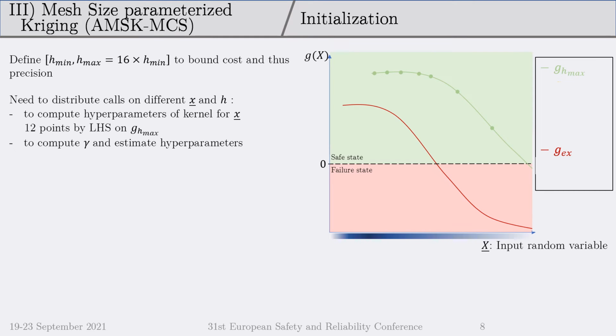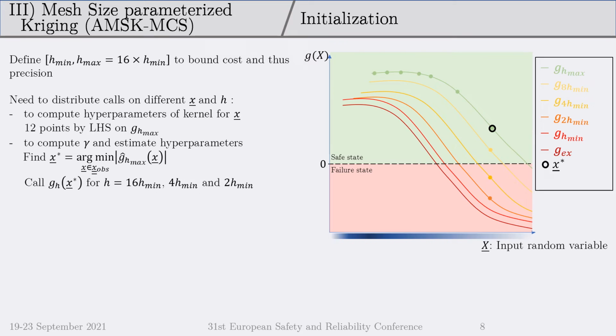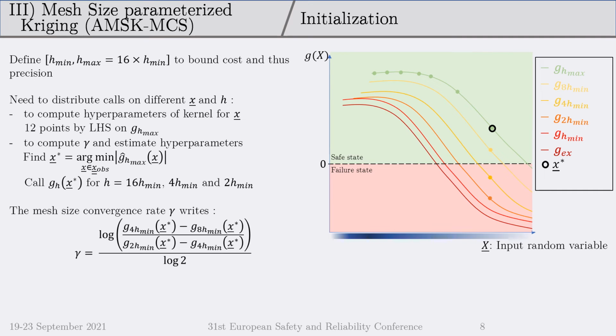And you need to compute gamma and estimate parameters, and thus distribute calls on H. For that, we chose to find the point X, among the points we've evaluated on hmax, which is the closest to 0, so to the limit state. At that point, we will call J of H for the different mesh sizes written here. With that, we can obtain the mesh size convergence rate with the formula written below. If you want to choose a different ratio between the mesh sizes, you will obtain a different formula for gamma. And then in the end, we build a metamodel J hat with all observations.